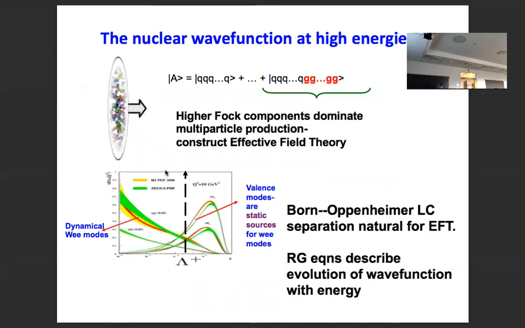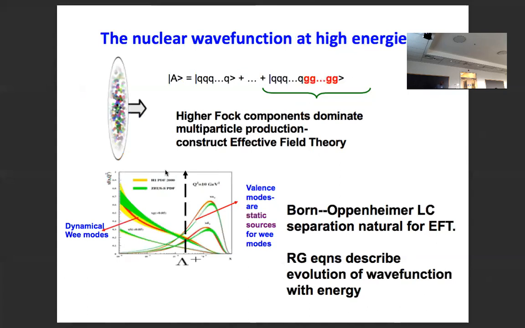Yeah, okay, so what I'm going to argue is that this simple picture here between valence modes, which are localized at large x, and wee modes at small x, with these being dynamical degrees of freedom and these being static degrees of freedom, is something that you can formalize in effective field theory. So there's a kind of Born-Oppenheimer separation between these large x modes and small x modes, which I will describe in a second.